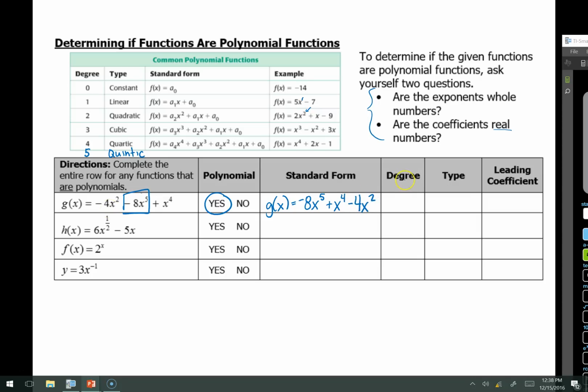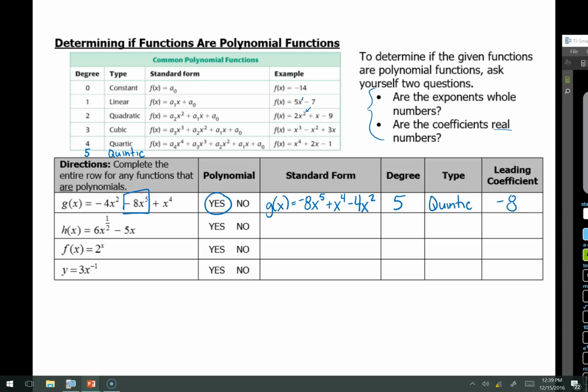Remember, the degree is the largest exponent, so the degree is 5. Because the degree is 5, that means our type, our name, is quintic. And the leading coefficient is the coefficient with the highest degree, so that's negative 8 as our leading coefficient.